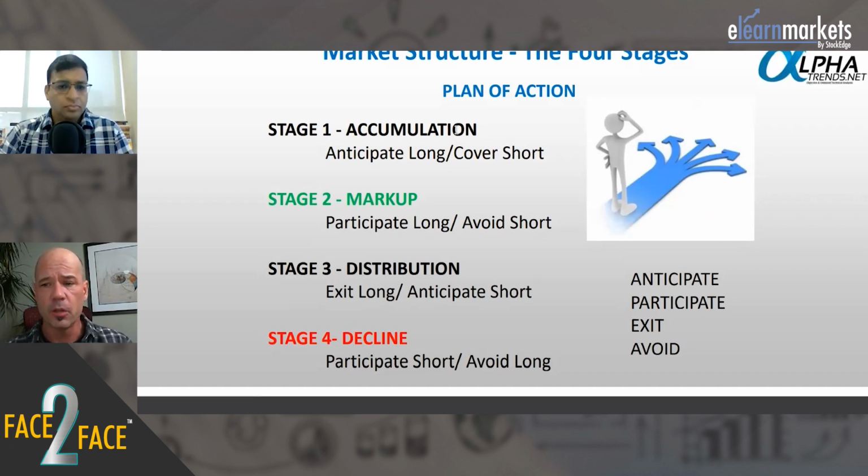So in the accumulation, stage 1, where it's kind of going sideways, we're going to anticipate where to participate in a new long, or we're going to cover our short because it's no longer going down. Instead, it's turned sideways. There's no longer an advantage to being short. Stage 2, that's where we participate on the long side, and we want to avoid shorting.